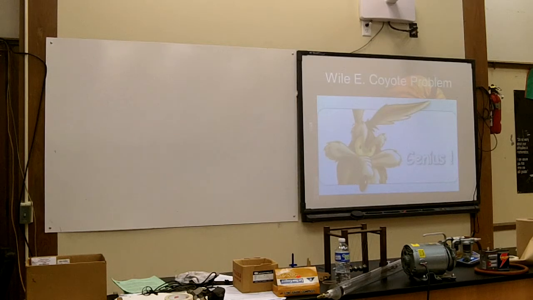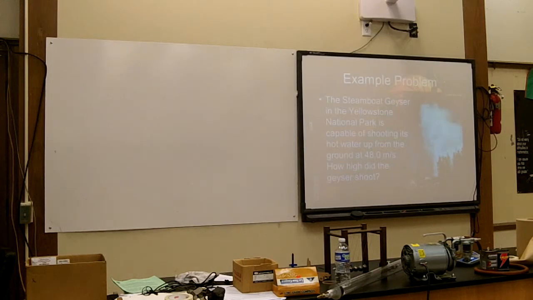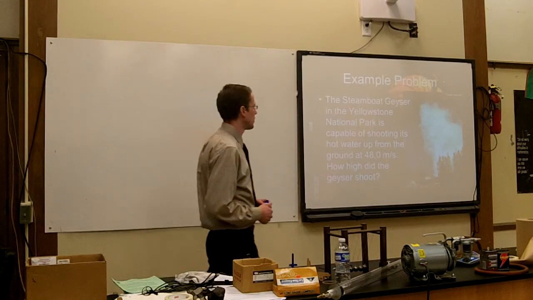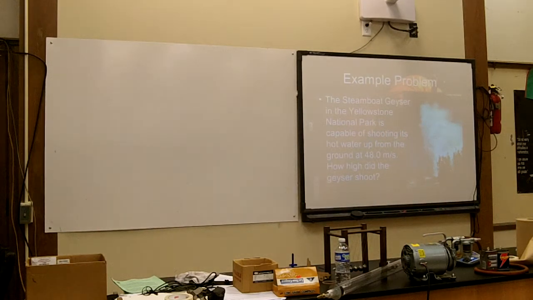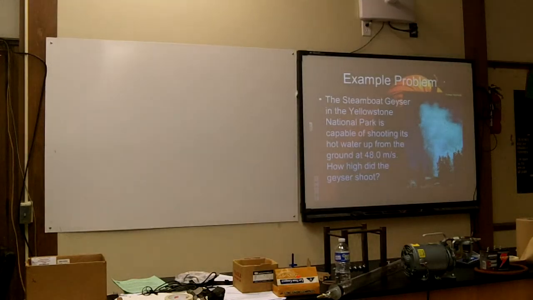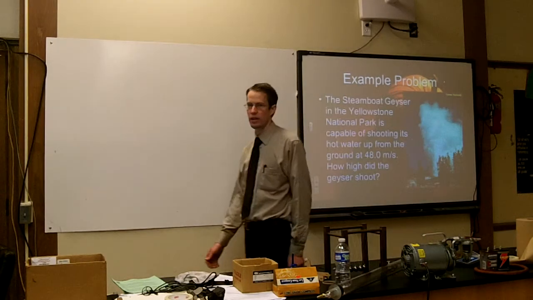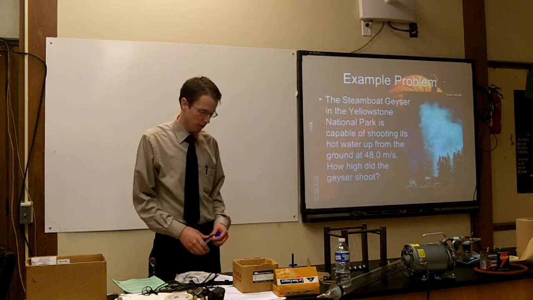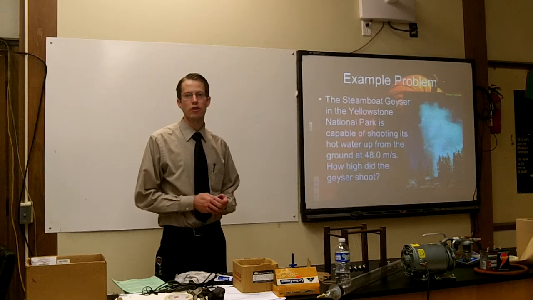So we did the Wile E. Coyote problem yesterday. Now we're going to do a more mathematical version of this. It's more straight mathematics. So we got the Steamboat Geyser in Yellowstone Park. It's capable of shooting from the ground at 48 meters per second. How high did the water shoot? 48 meters per second is like 120 miles per hour. It's pretty fast. So the question is, how high did the geyser shoot?